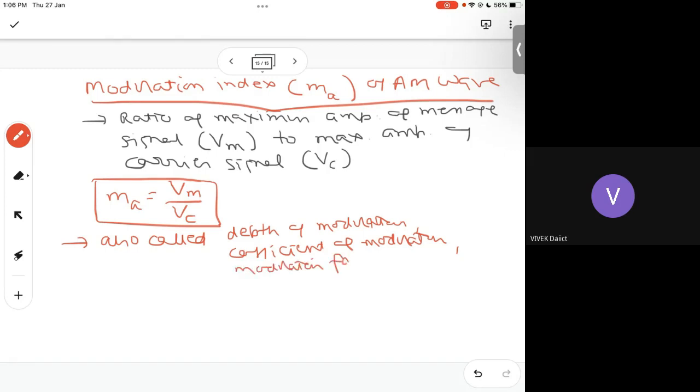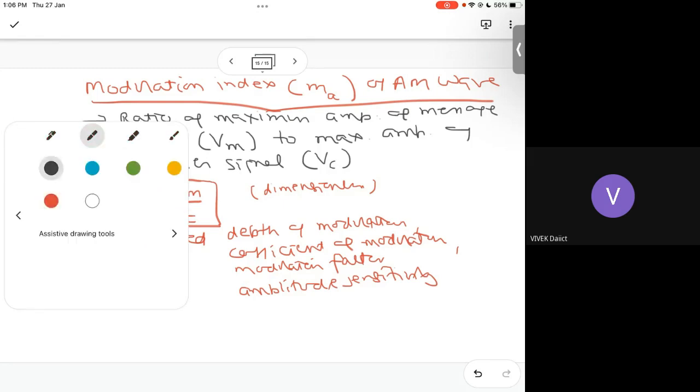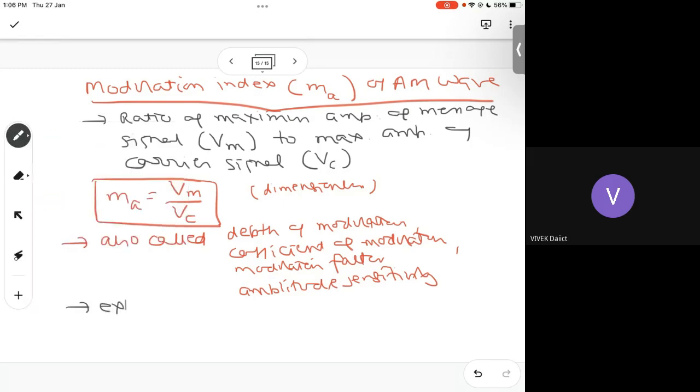And it has no units because it is a unitless or dimensionless quantity, since both are voltage by voltage. So it is a factor. For amplitude modulation it is sometimes also called the amplitude sensitivity, but that is very rarely used. Typically, this modulation index is expressed in terms of percentage.